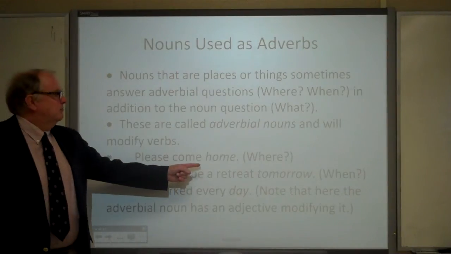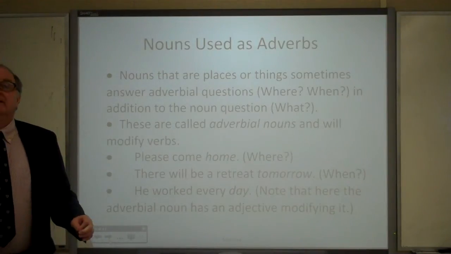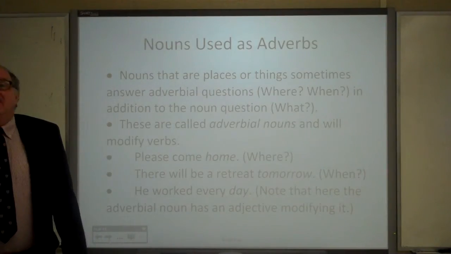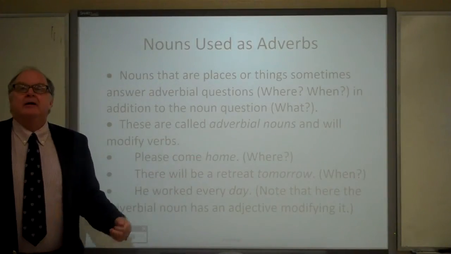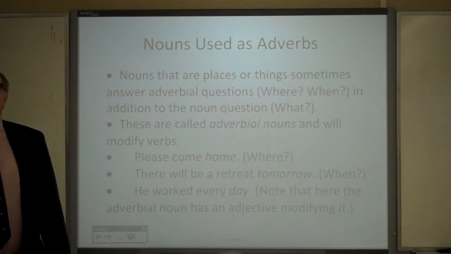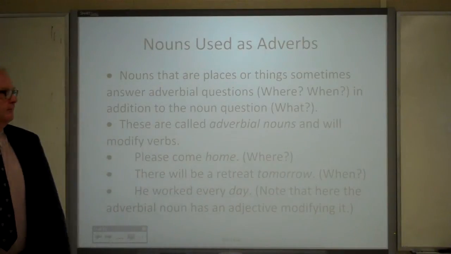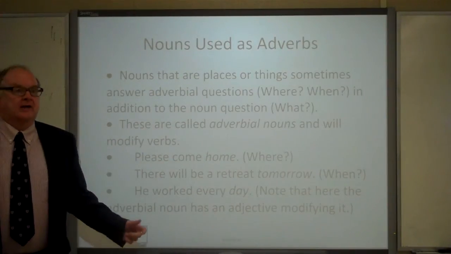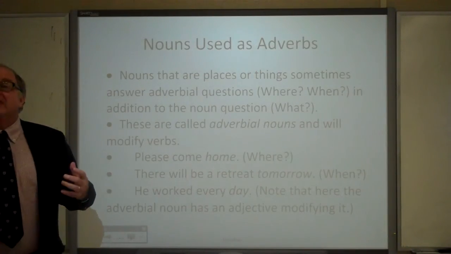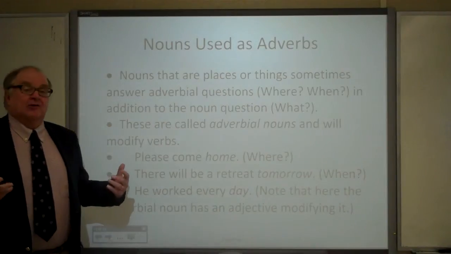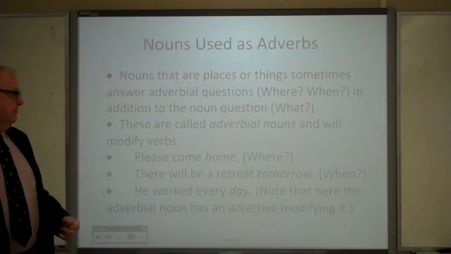So in this sentence, please come home. Home answers the question where. But home is also a thing. It's also a place. So it is a noun, but it's acting as an adverb. In this sentence, we call it an adverbial noun. There will be a retreat tomorrow. Okay, tomorrow answers the question when, but tomorrow is a day, so it's also a thing, if you will. It also answers the question what. So that is an adverbial noun.